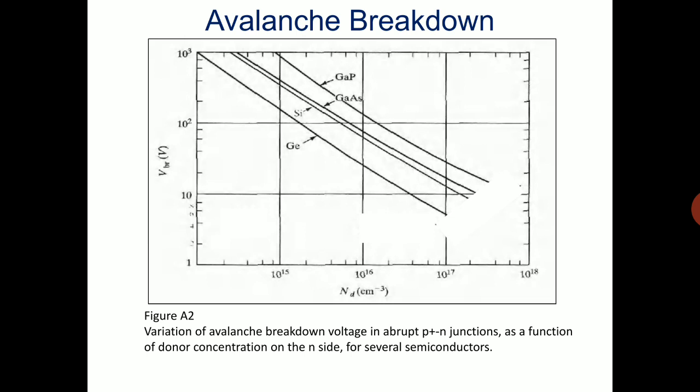The avalanche variation with respect to donor concentration for germanium is in the order of 10 power 15, 10 power 16, and similarly for silicon, gallium arsenide and GaP. This is at 300 kelvin, and you can see the tunneling effect here too. From 10 power 17 and 10 power 18, the tunneling begins. We are not going to discuss this figure in detail, but since we are talking about tunneling, we have this image. This is according to the syllabus. We are going to stop here for avalanche breakdown.